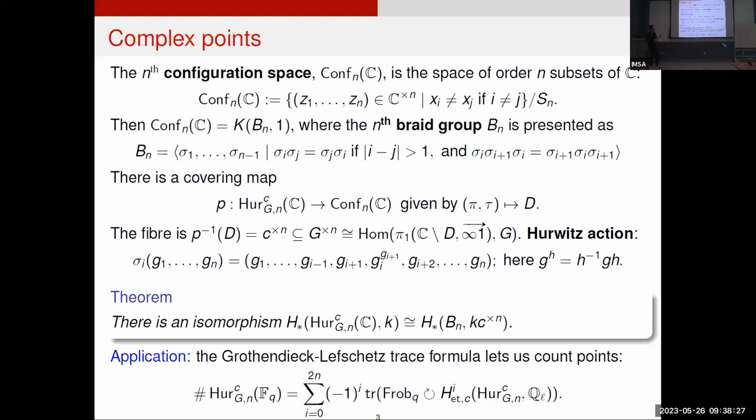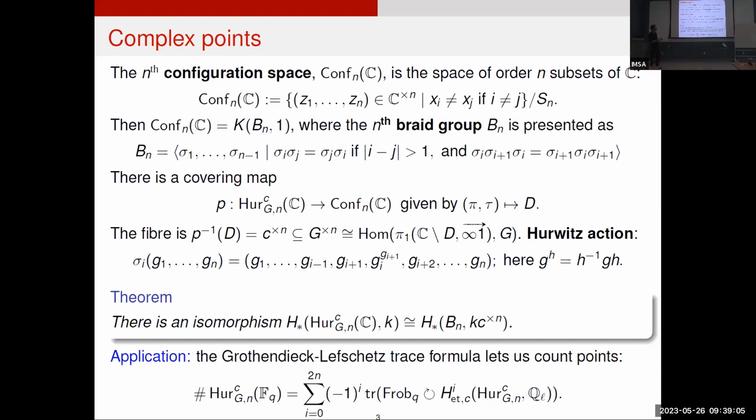So this space is the base of a covering map from the Hurwitz space. So this is a map to the configuration space. What does it do? It takes the data of this branch covering of the affine line, and it forgets everything about it except the branch locus. And since we assumed that the degree of the divisor of the branch locus is n, there are n branch points, so we get n points in the configuration space. So that's the base of the covering space.